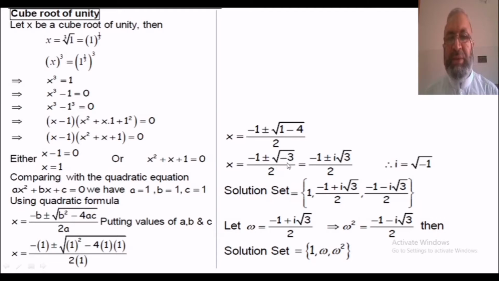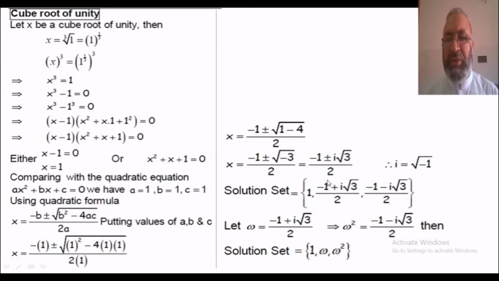The square root of minus 3 involves a negative number, and the square root of a negative number is not possible. Therefore, we introduce a number called iota. The value of iota is equal to the square root of minus 1, and it is called an imaginary or complex number. So we put the value of the square root of minus 1 in this equation. We get minus 1 plus minus iota, since the square root of minus 1 becomes iota, and the positive term remains under root 3.